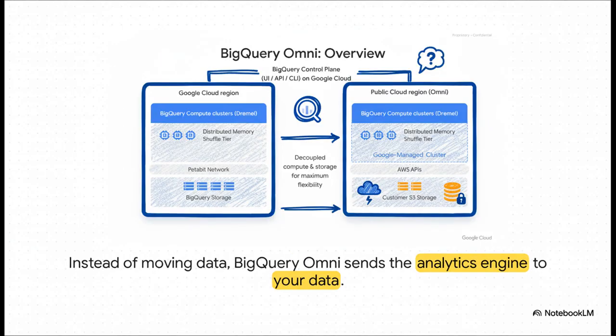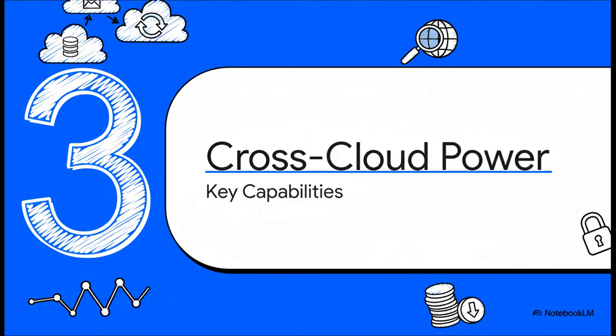So here's the fundamental shift. For years, we've had these massive, expensive, and slow projects to move petabytes of data to our analytics tools. BigQuery Omni just flips that around. It sends the analytics engine to your data. The control plane in Google Cloud manages the whole thing, but the heavy lifting, the actual computation, happens right where your data lives.